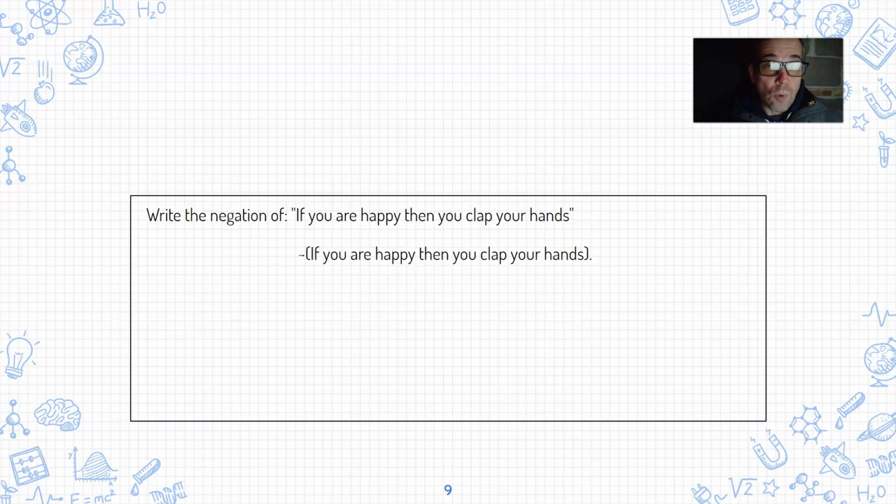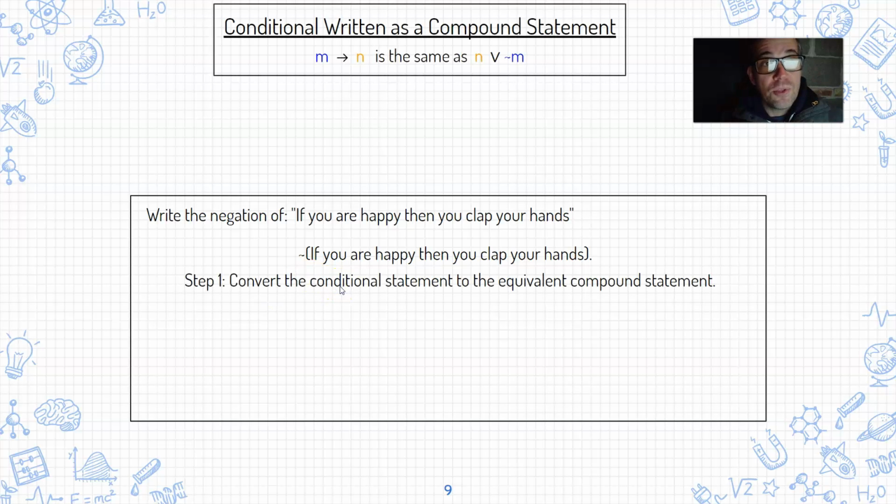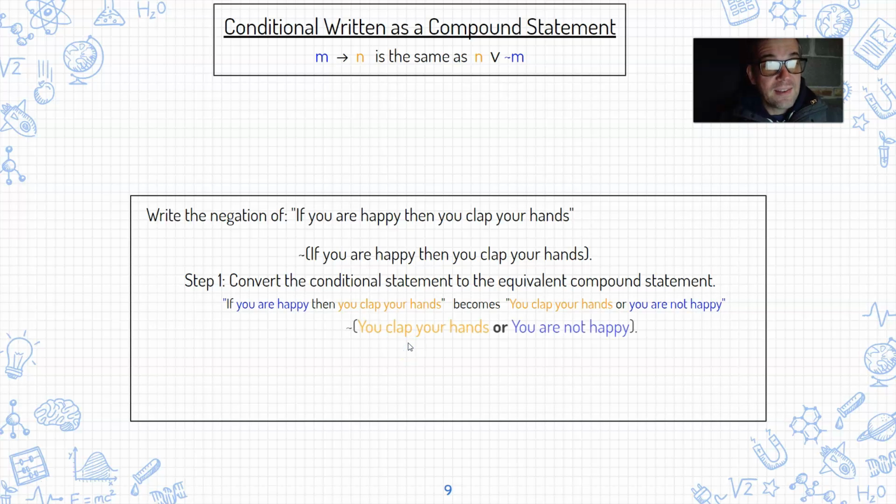So what we will do is we can take these conditional statements, M implies N, and rewrite them with their equivalent compound statement form. So if I want to convert the conditional statement, if you're happy, then you clap your hands, I'm going to change that into you clap your hands or you're not happy. And let's look at negating that instead. What's the opposite of saying you clap your hands or you're not happy?